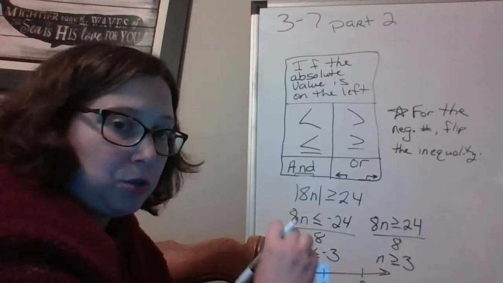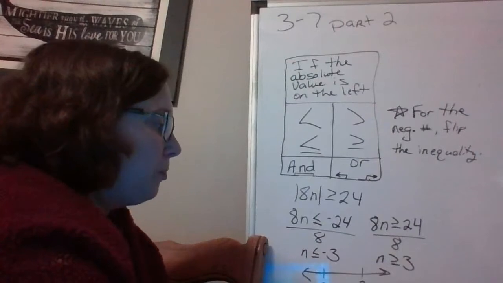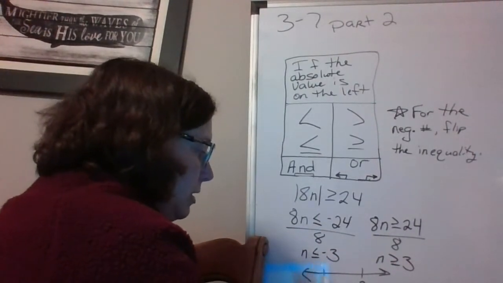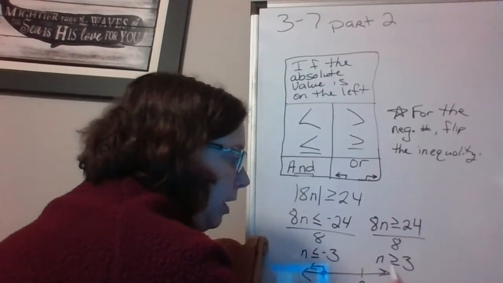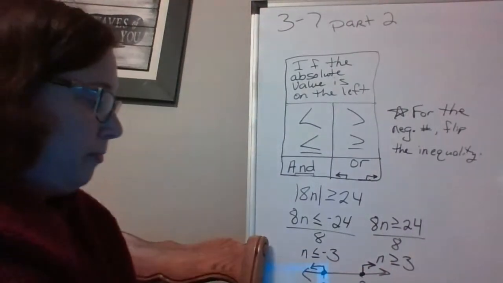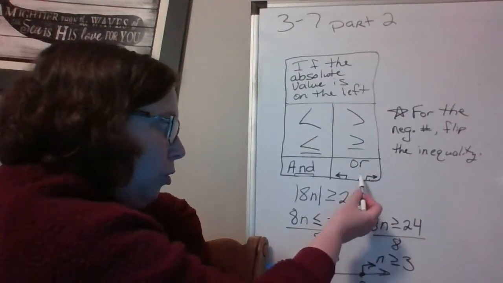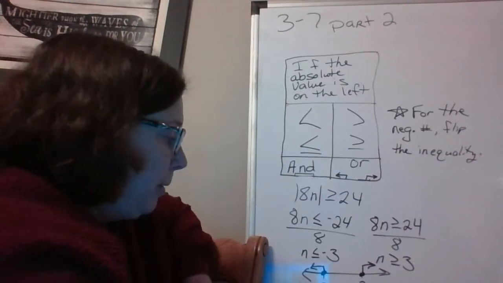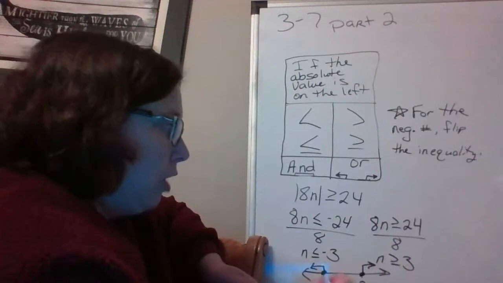Notice they're not just two unique numbers like when we were doing the equations in the last section. They are solution sets. So we have n is less than or equal to negative 3, a closed circle going left, and n is greater than or equal to 3. Notice when we graph this, we did in fact come up with an or graph where those solution sets do not overlap. One is going to the left, the other is going to the right, and there's that gap in between of things that would not work.